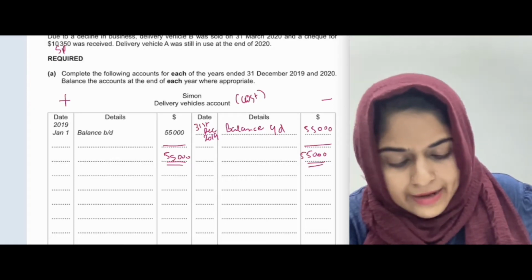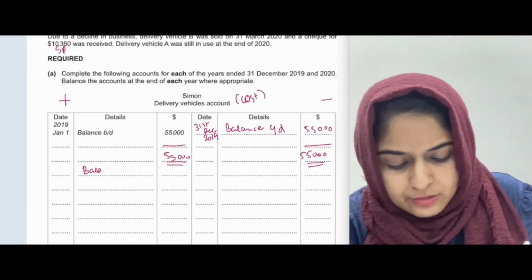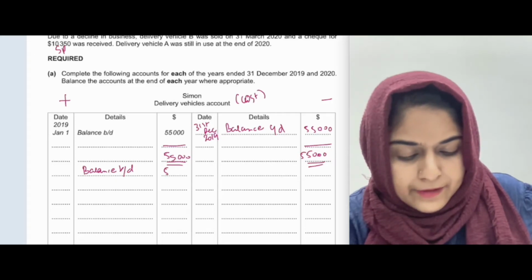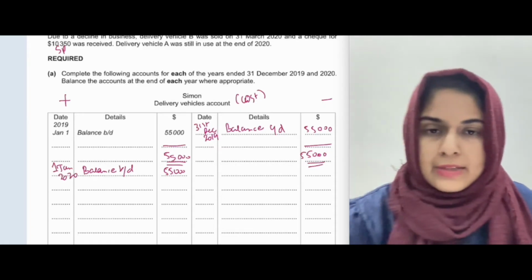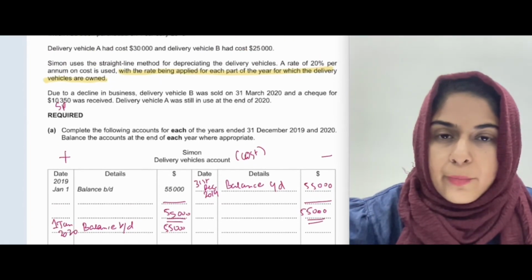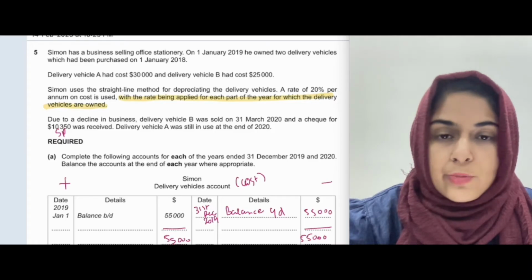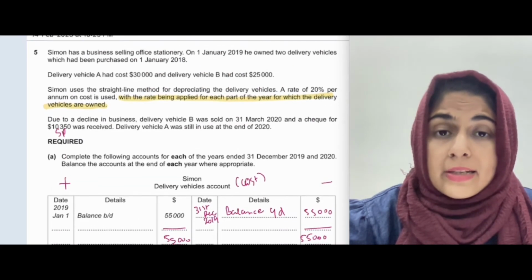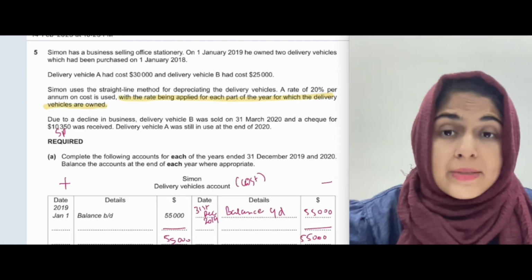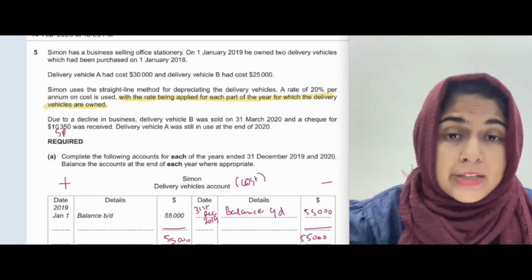So balance carried down will become balance brought down, and I will write 55,000 here again, and I'll write 1st January 2020. सही है. And now the important thing here is that in 2020 I am basically selling my non-current asset, that is delivery vehicle B. I am selling it on 31st March 2020.